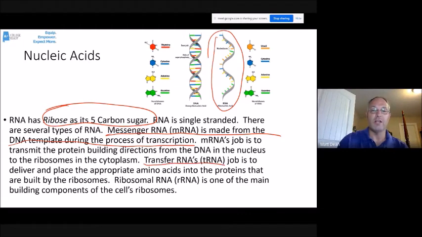Transfer RNA is another type of RNA called tRNA. Its job is to actually deliver the amino acids to the appropriate place during translation or protein synthesis. You'll also talk a little bit about ribosomal RNA, or rRNA. These actually build the ribosomes, the protein-making factories. They're what the protein-making factories are made of.